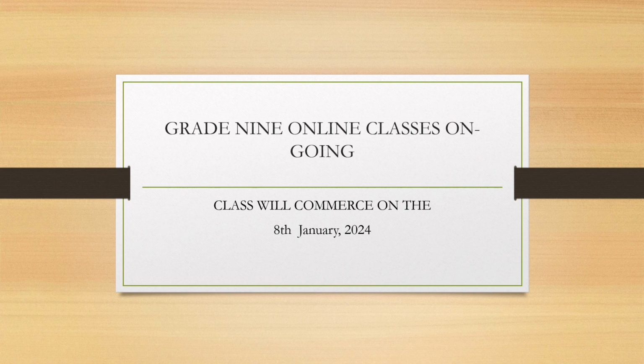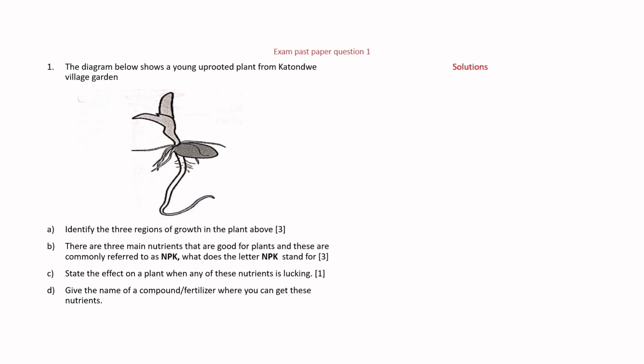Now back to the examination questions. We now answer examination past paper questions. Question 1. The diagram below shows a young uprooted plant from Katongwe village garden. Question 1a. Identify the three regions of growth in the plant above.